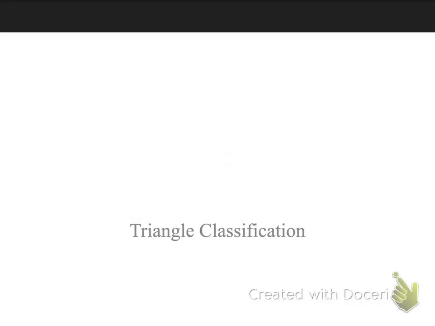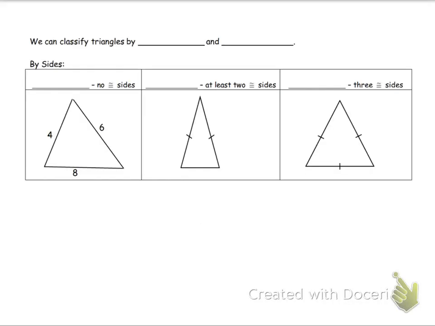Okay, in this video we're going to be talking about triangle classification. So we've got different types of triangles that we classify by their sides and their angles. My first one here is scalene, where there are no congruent sides, so none of the sides are the same.